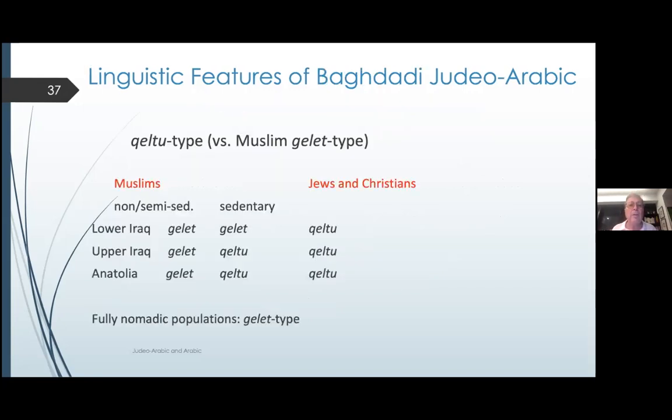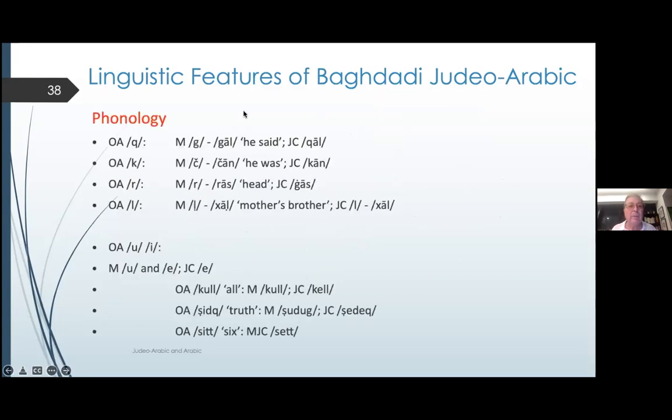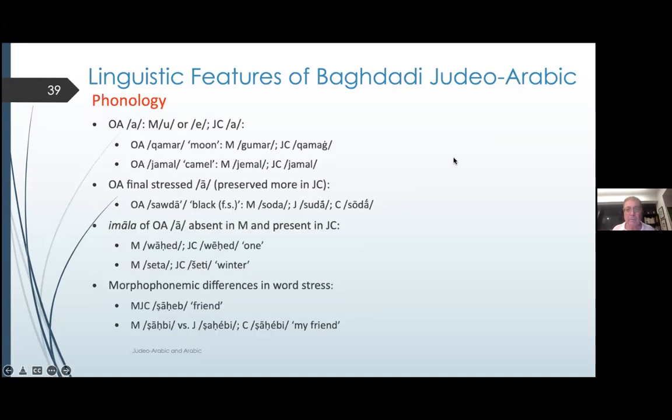Good. Yeah. So I'll just give you examples and I won't get into it. Here I have some examples of linguistic features of Baghdadi Judeo-Arabic. Most interesting is that Muslims say gal, and Jews say qal. Here we have other phonological features.